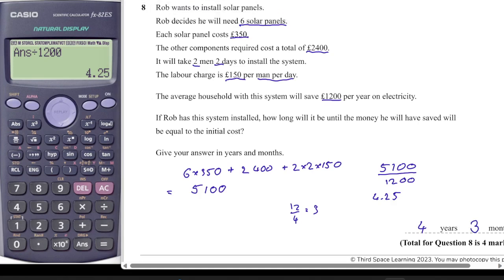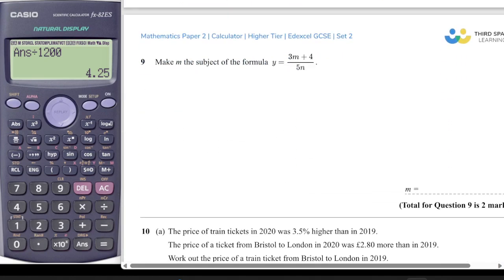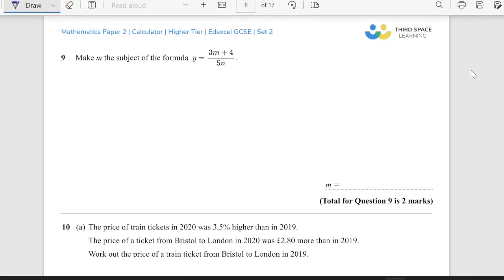Nice question. Okay, question 9. Make m the subject of the formula. I shouldn't need my calculator for this.